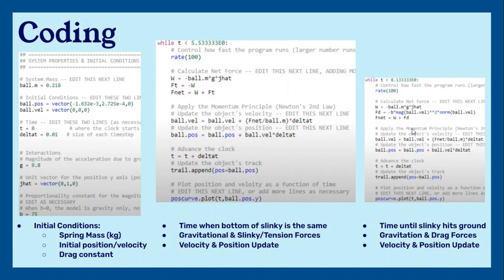Over here is the second loop, which happens after the slinky makes contact with itself at the bottom, which has the exact same formula for tension. However, we also have to include drag at this point, and then the net would be the combination of drag and the force of gravity. And then we also have the update for velocity, position, and time as well.